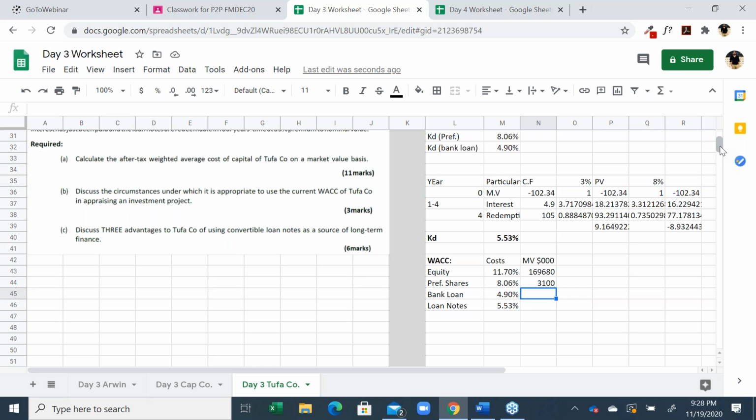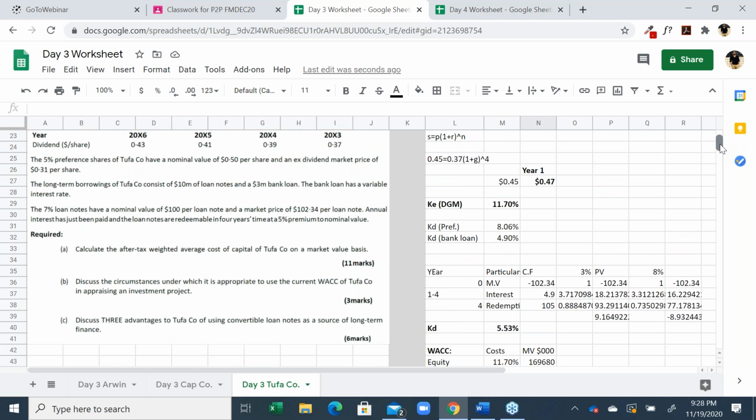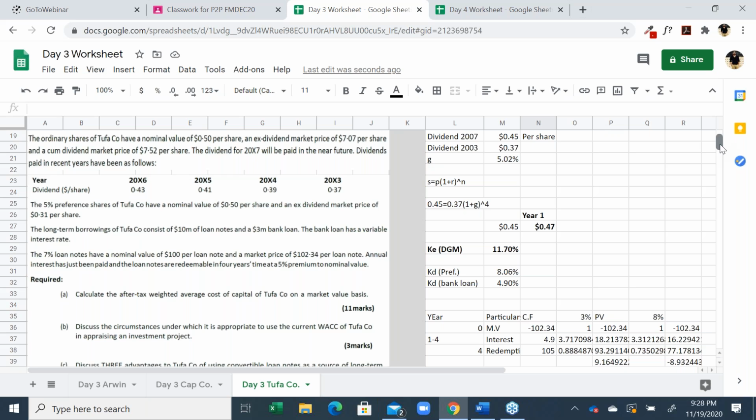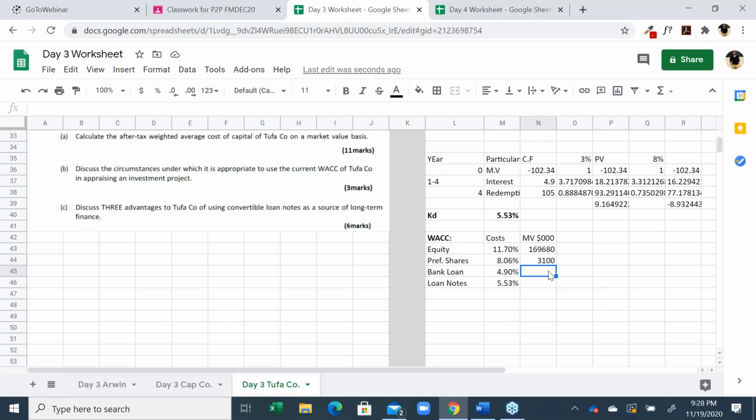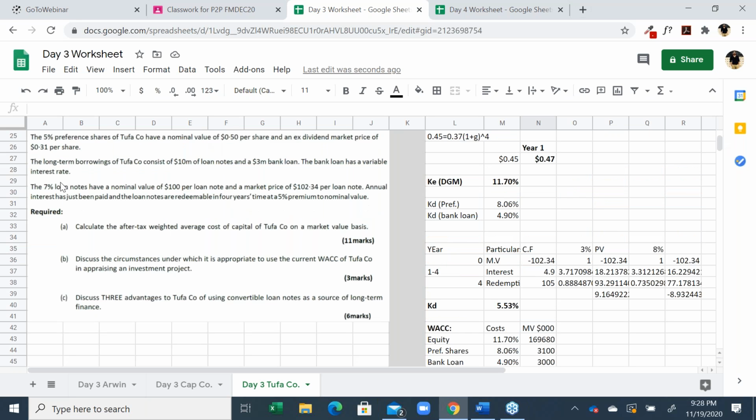Bank loan. The bank loan will have no market value. It should be the same as its book value, as it's non-tradable. And here we go. The long-term borrowing consists of 10 million of loan notes and 3 million of bank loan. So 3,000. And now we are here for the loan notes.